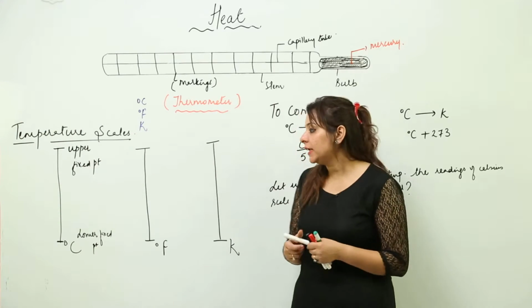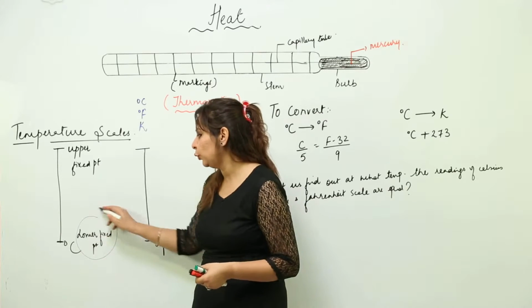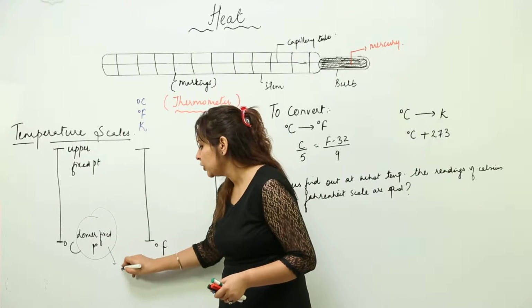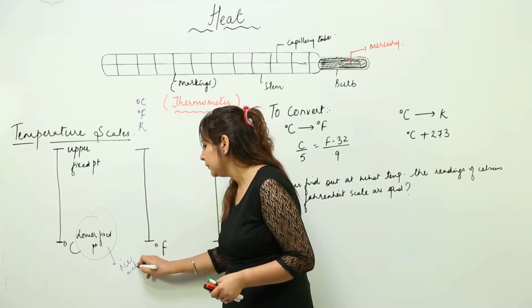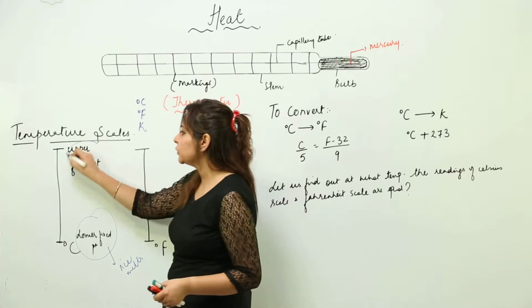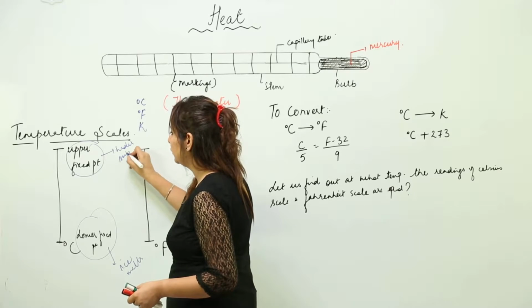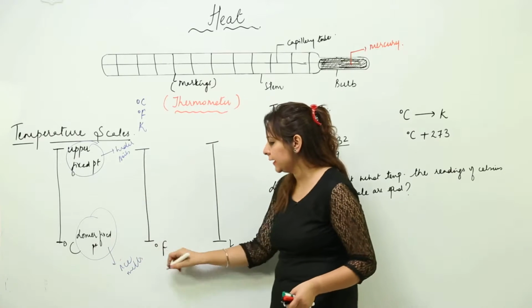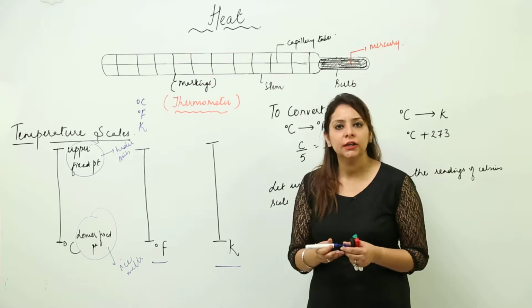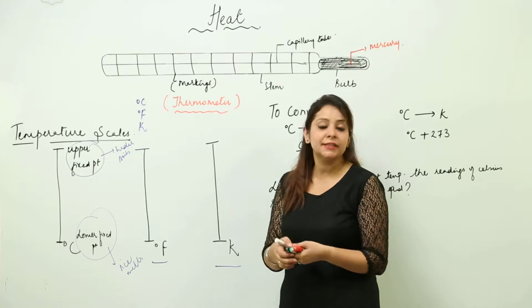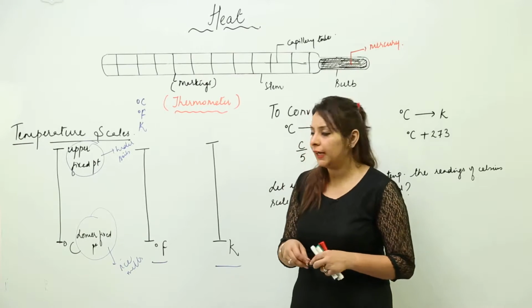And you know what a lower fixed point is? Lower fixed point is a point at which ice melts, and upper fixed point is a point at which water boils. Same for degree Celsius, same for degree Fahrenheit, same for Kelvin. So we are just going to see into how many equal parts they are divided.